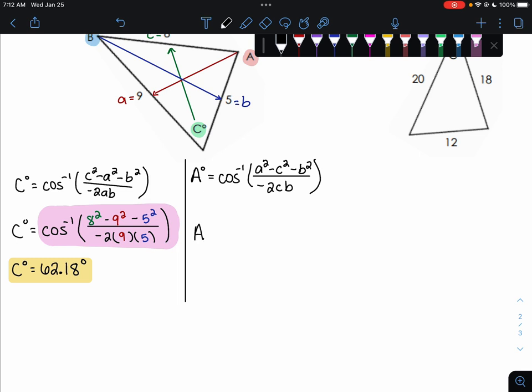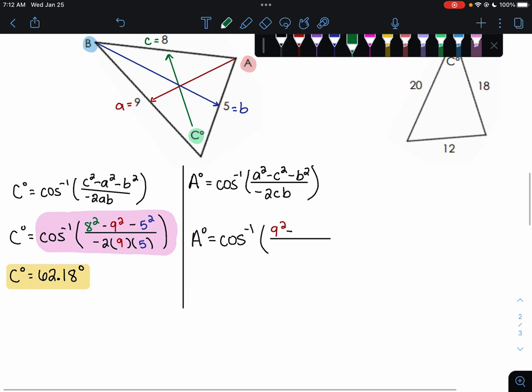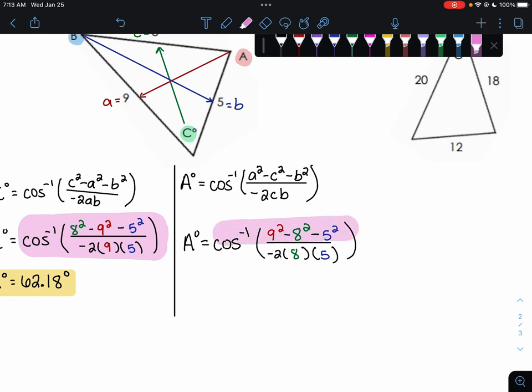And so now I plug in my values. I have cosine inverse of our fraction. So we have 9 squared minus 8 squared minus 5 squared all over negative 2CB. So C again is 8, B is 5. And we're going to type that directly into the calculator exactly as we see it. Okay, and that's going to give us angle A.